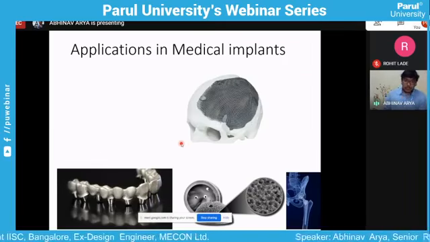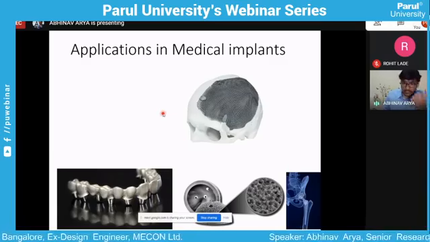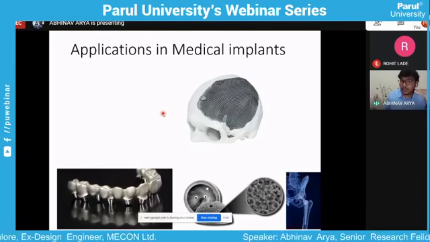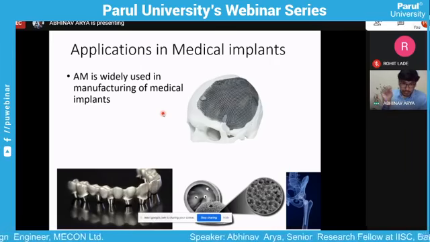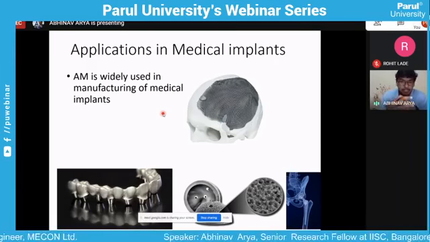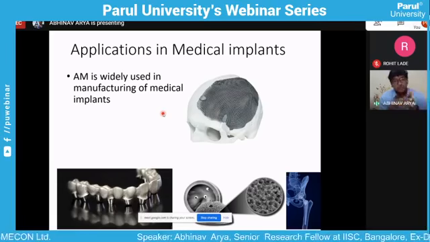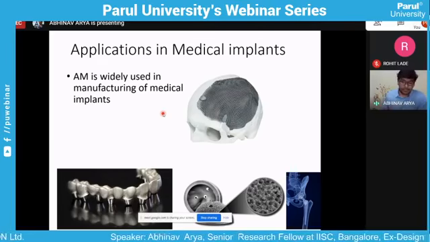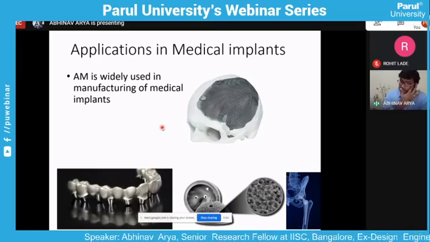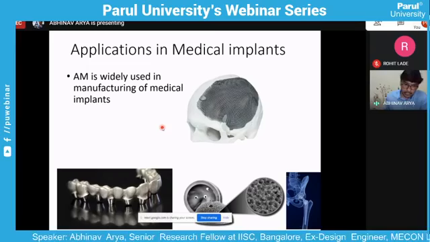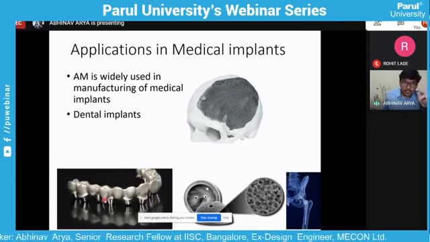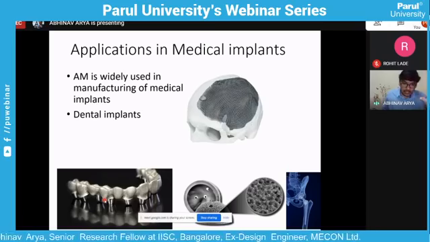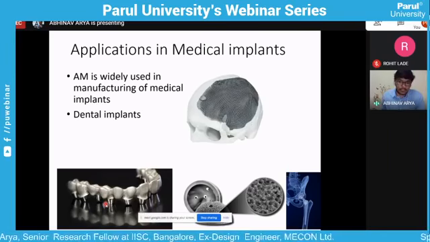Now, if I talk about the application in medical, another field where additive manufacturing is very readily used is medical implants. Earlier, all implants were made using traditional manufacturing techniques, but now additive manufacturing is very widely used there. For dental implants, additive manufacturing is used because we can get the exact shape, whatever implant shape we require.